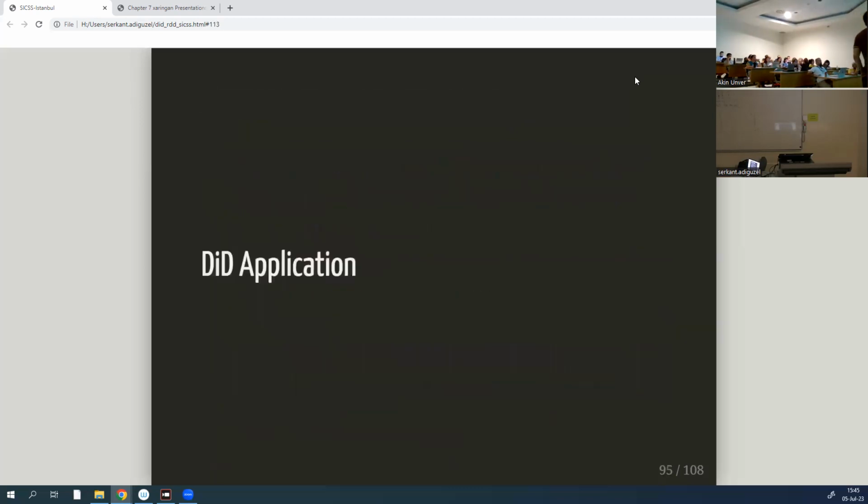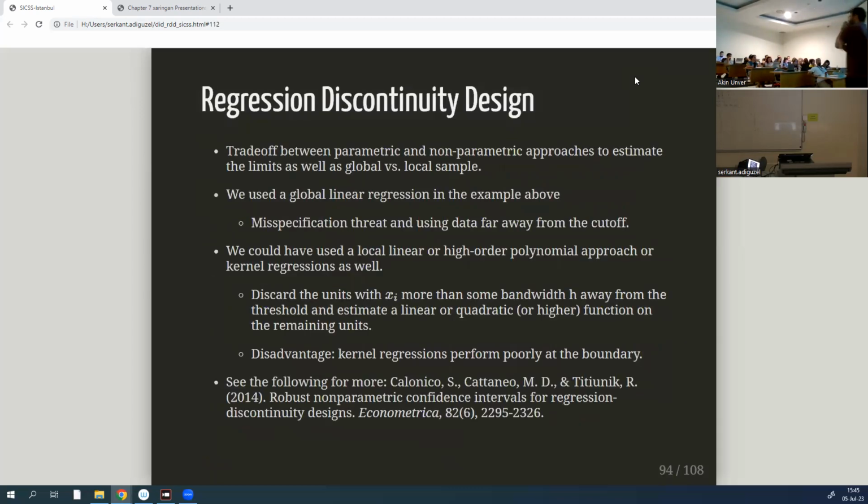Questions, comments? Sorry, our RDD part was a bit rushed, but hopefully it gave you the idea. There needs to be a discontinuous jump, where there will be a switch, a treatment assignment. The example was being a member of parliament. It's hard to find such discontinuities, right?